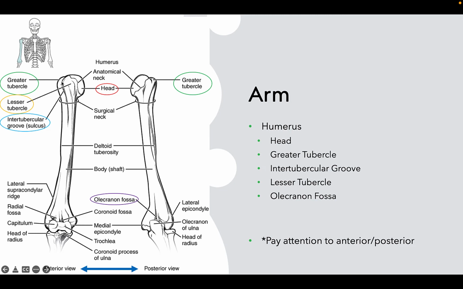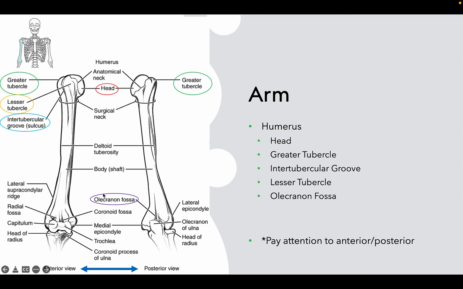So we have the greater tubercle that's going to interact with the shoulder. This is going to be the head of the humerus. So the head is the larger aspect of it. And then you have this intertubercular groove. This is a large groove, the only groove that you need to know on the arm. And then you have the lesser tubercle, which is going to be the smaller area. So the greater tubercle is this larger one. The lesser one is obviously smaller.